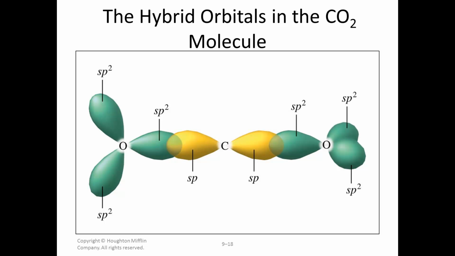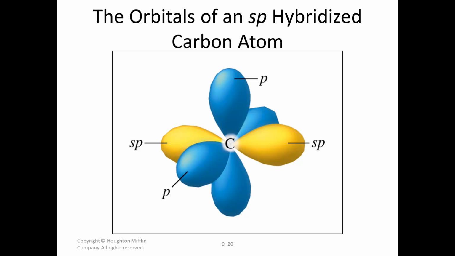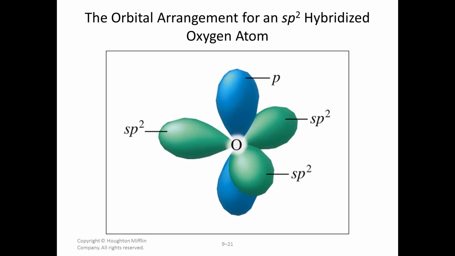If we look at the hybridized orbitals on carbon, our sp orbitals will overlap with the sp2 orbitals on our oxygen to give us our sigma bonds. Again, our hybridized orbitals are lower in energy than our unhybridized 2p orbitals. This still leaves 2 unhybridized p orbitals on our carbon. We also have an unhybridized p orbital on our oxygen.